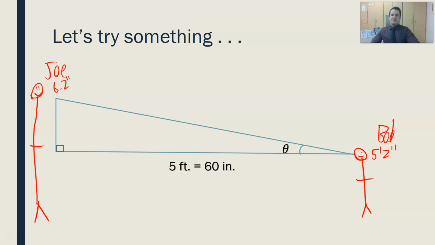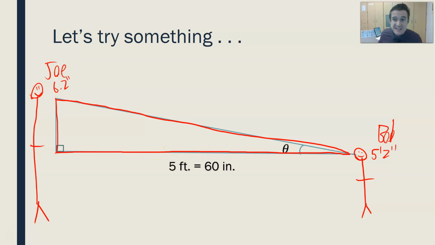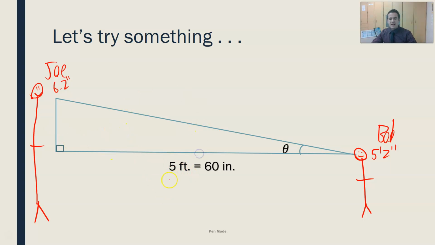So what I've done is I've created this little triangle between Joe's line of sight and Bob's line of sight. See how Bob has to look up at Joe in order to see into his eyes because Joe's so much taller? Instead of Bob looking level, he has to look up at a certain angle in order to get to Joe. He has to crane his neck to look up into Joe's eyes, right? So what I want us to do is determine at what angle does Bob have to crane his neck up to look Joe in the eyes. If they're standing 5 feet apart, that's equivalent to 60 inches apart.